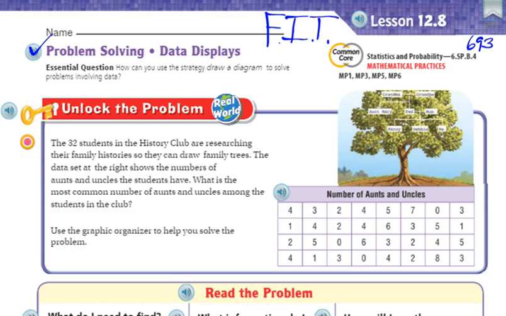The topic for today's lesson is problem solving, working within data displays. This is the last lesson within chapter 12, so we're going to bring everything together that we've done throughout the chapter to analyze some word problems. The essential question: how can you use the strategy of draw a diagram to solve problems involving data? By diagrams we mean frequency tables, dot plots, histograms, and such.